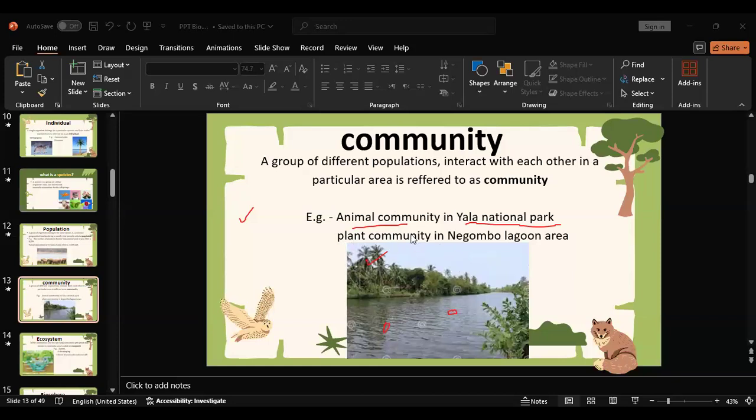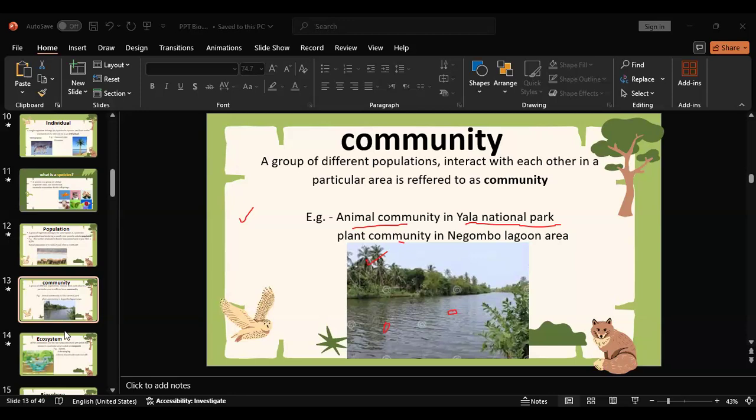Animal community in the Yala National Park. Another one is the plant community in the Negombo Lagoon area. This is also a community. Under the plant community, many different kinds of plant populations come, such as coconut trees, mango, palmyra, and so on. So this is the community. Again, a group of different populations.